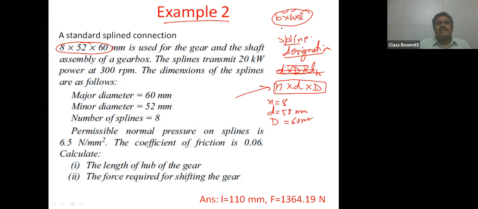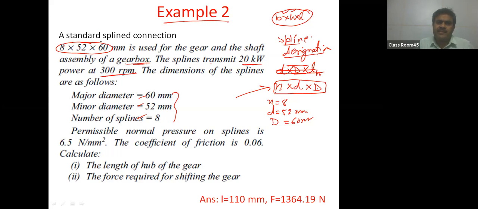And general key is BHL. So 8, 52/60 spline connection is used for the gear and the shaft assembly of a gearbox. The splines transmit 20 kilowatt power at 300 RPM. Okay. The dimension of the splines are as follows: major, minor, spline. ठीक है, ये तो given है, ये designation से ही पता लग गया हमको ये तो. Permissible normal pressure on the splines is 6.5 Newton per mm square.